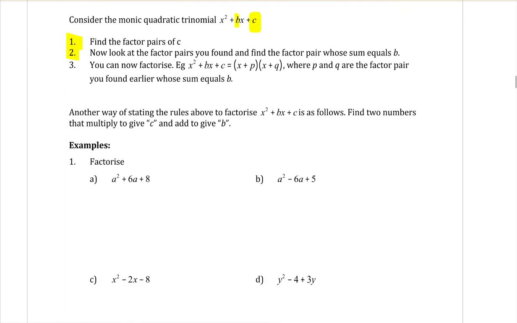So there's a summary there, this last bit here. It says another way of stating this is to factorize x squared plus bx plus c. You find 2 numbers that multiply to give c and add to give the b. Okay, that's probably what you remember.